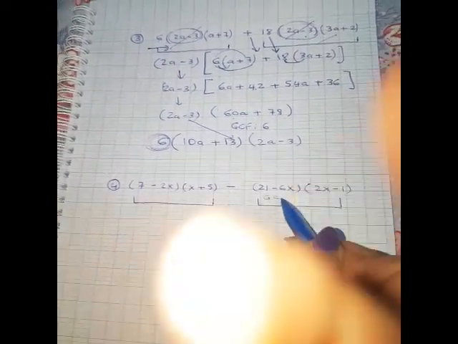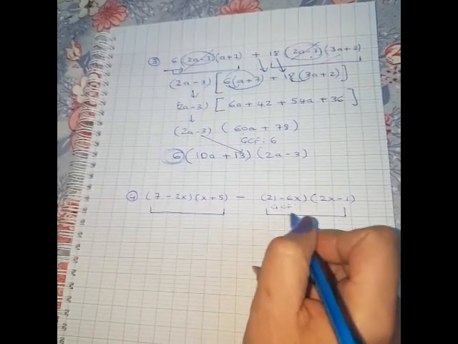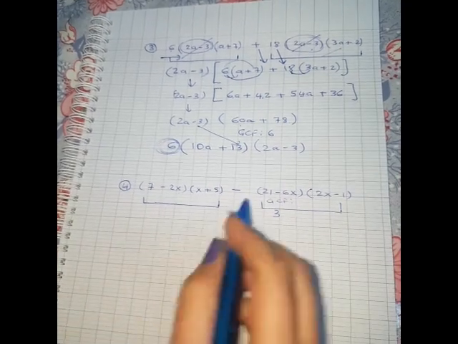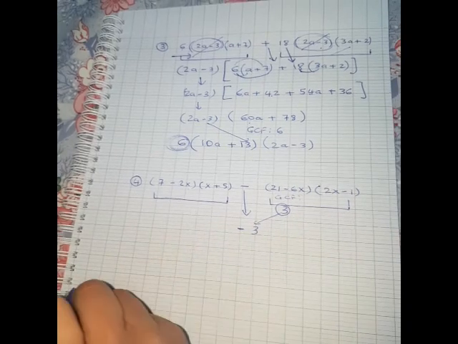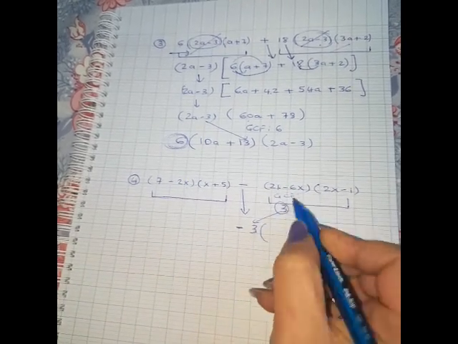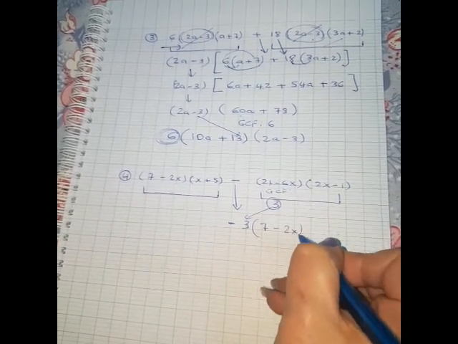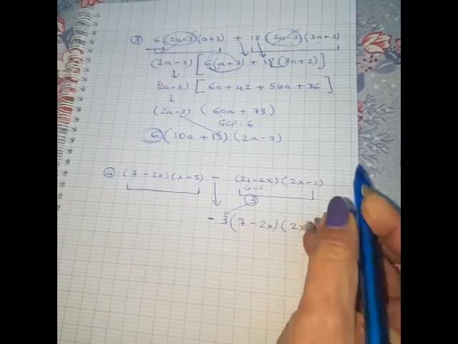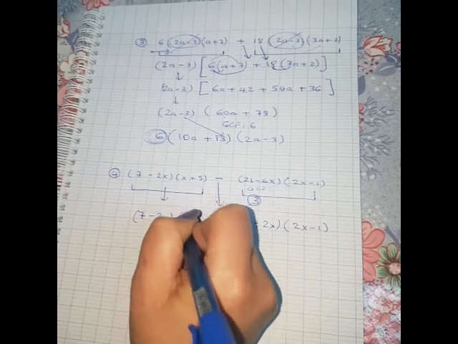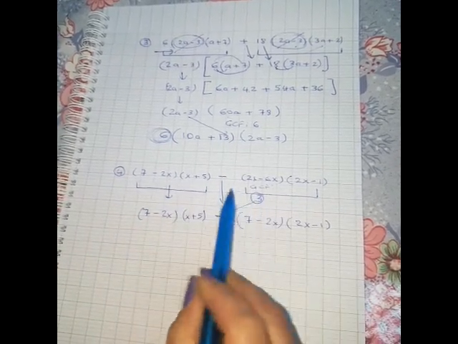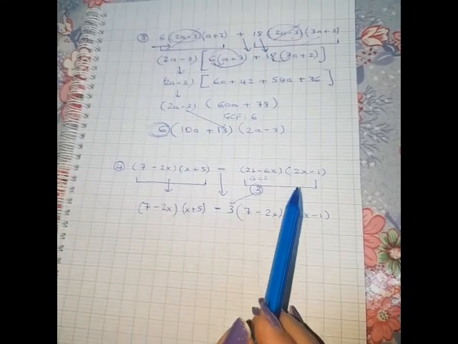What's my GCF in this parenthesis? I have a GCF of 3. What do I do? I bring down the minus sign and I put the 3 over here. It's the second part of it. 21 divided by 3 is a 7. Minus 6x divided by 3 is a negative 2x. And I rewrite the expression as it is. 7 minus 2x and x plus 5. So I have to be careful. Sometimes if I do not have like parentheses, that means there's a GCF hidden over there.